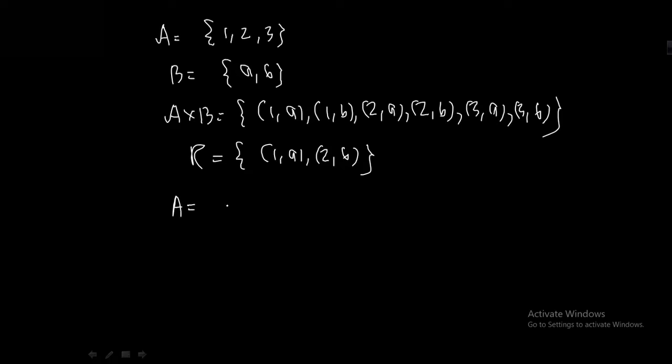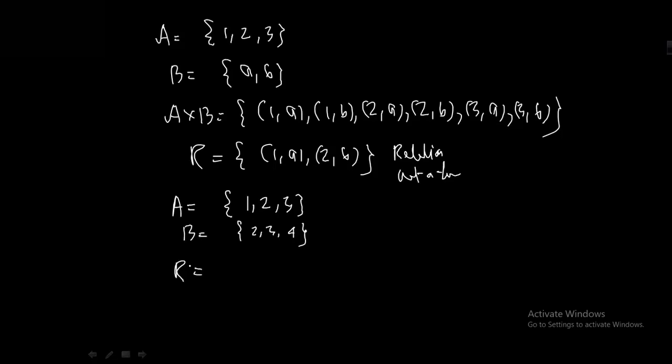Let A be equal to {1, 2, 3} and B be equal to {2, 3, 4}. Now let us consider the relation. It is a relation obviously, but not a function. Let us consider R as {(1, 2), (2, 2), (3, 2)}. Is this a function? Yes or no?